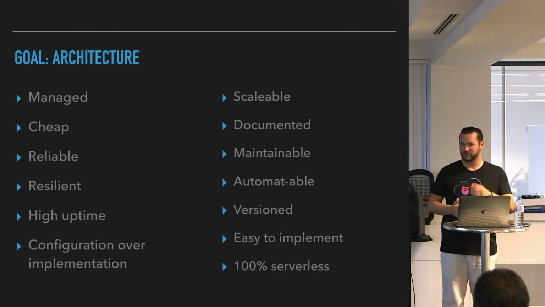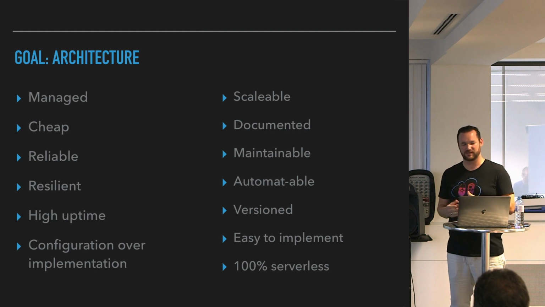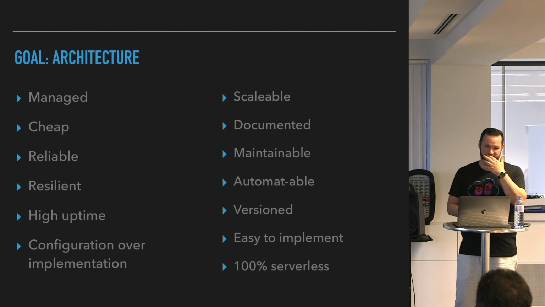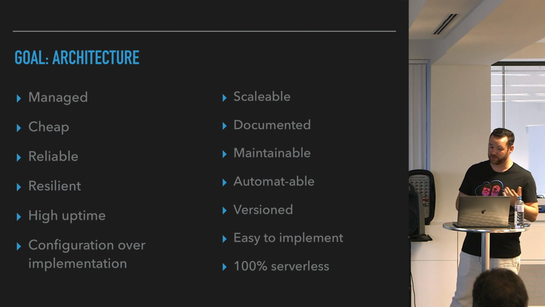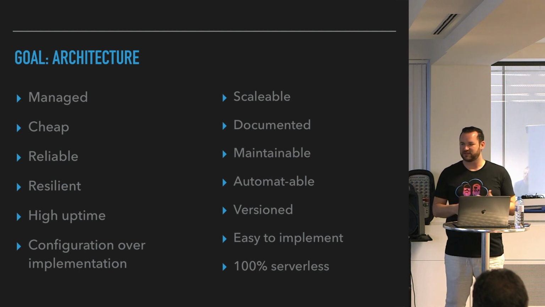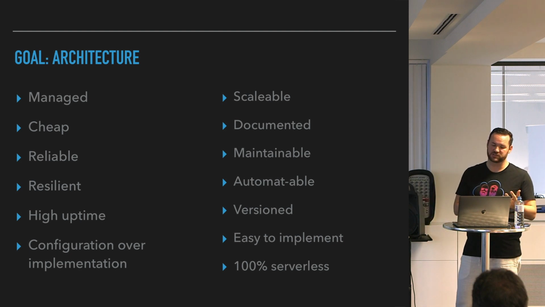Configuration over implementation means if I want to change something in the architecture, I don't want to implement it, I rather want to configure it. And it should be scalable, because if some people join this project and want to use this application for their connected cars, it should automatically scale. So I want to invest some effort to change the architecture infrastructure to be capable of dealing more with cars or vehicles. It should be documented.